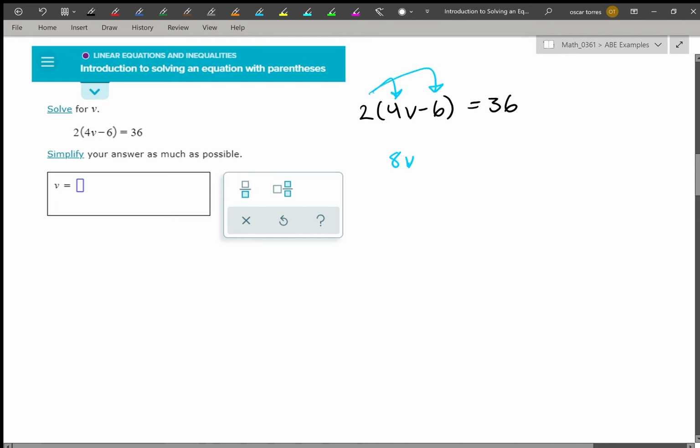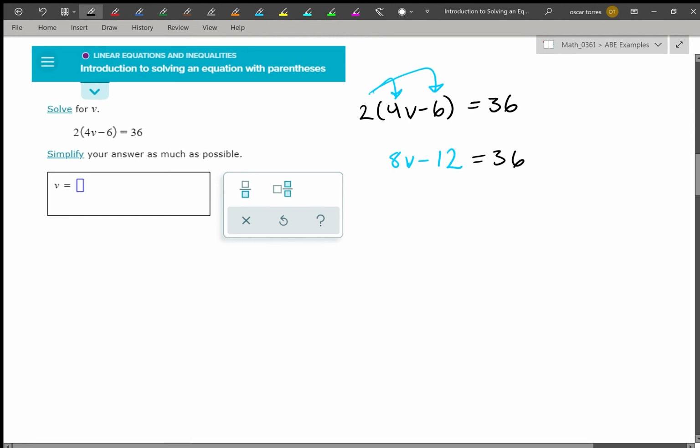But I do want to point out that we always look at the sign to the left of the numbers. So we're not going to get 12 out of this. You can treat this as 2 times negative 6. 2 times negative 6 gives me a negative 12. So I'm going to write down a minus 12. So we have 8v minus 12 equals 36.